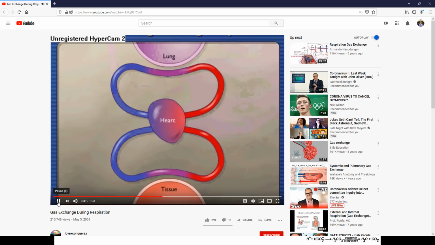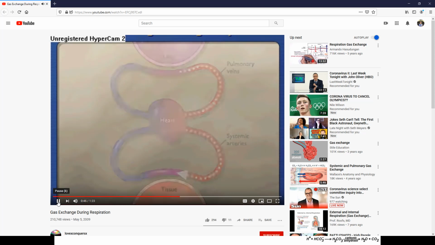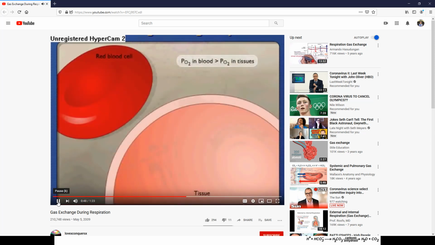Oxygen-rich blood is carried through pulmonary veins to the heart and then pumped through systemic arteries to the body. The PO2 in the blood is higher than the PO2 in the body tissues, so oxygen diffuses out from red blood cells and the body tissues.